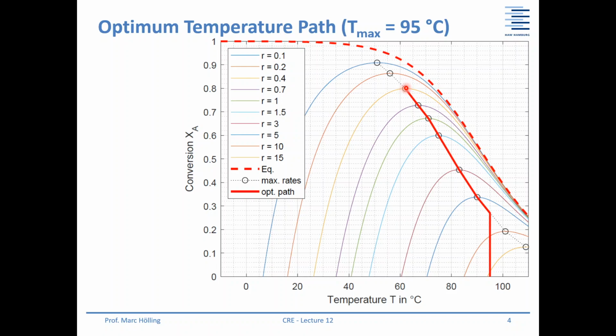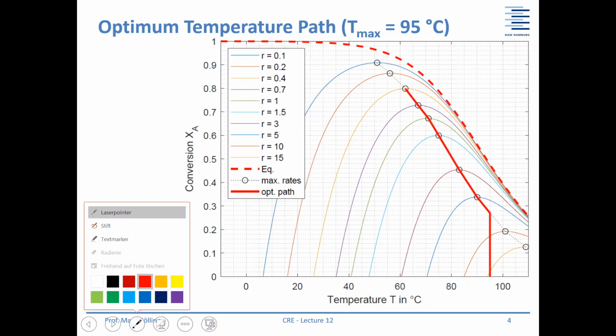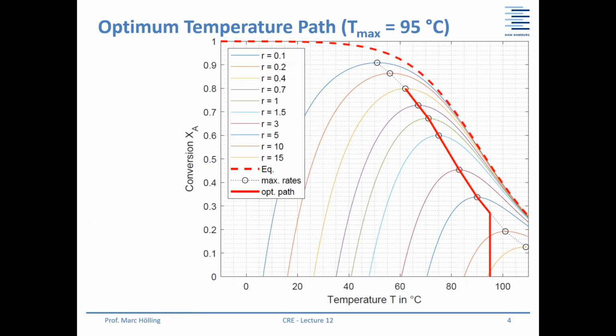Okay, and what can we do with this information now? Let's say we start here with this point as our first value. Then we can note down my reaction rate R and the corresponding value of my conversion. So here the yellow line is the reaction rate of 15, and my conversion here is about 2%, so 0.02.